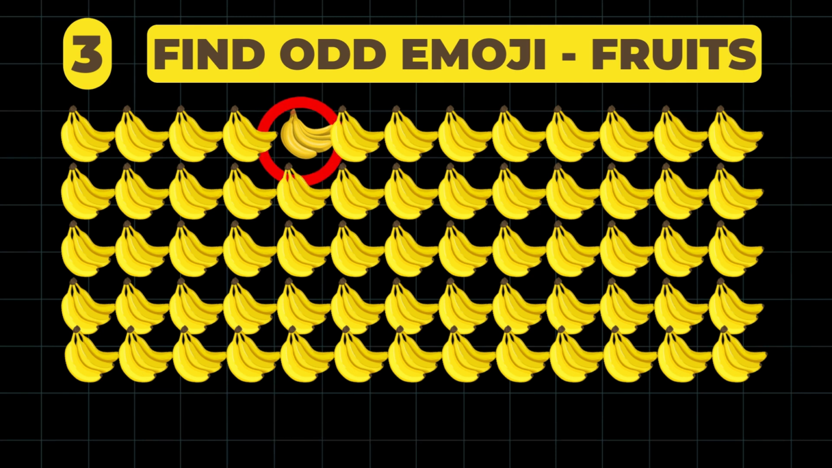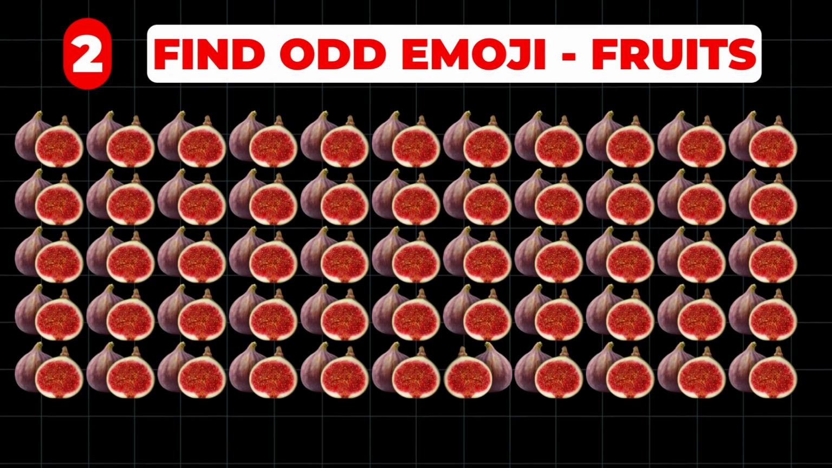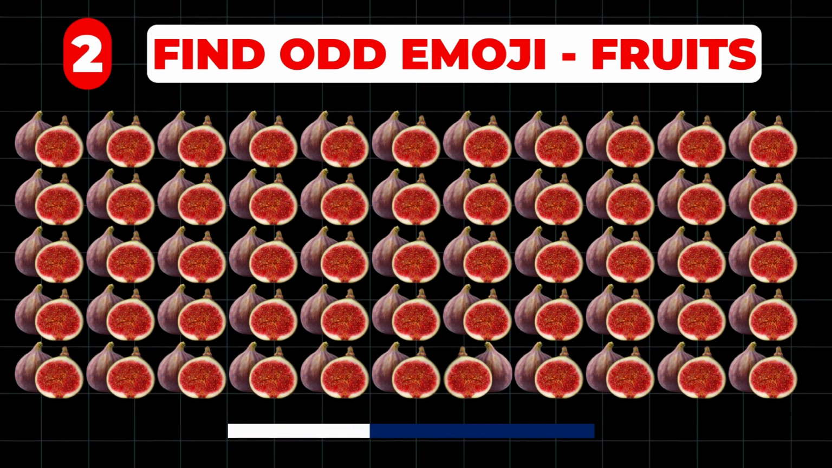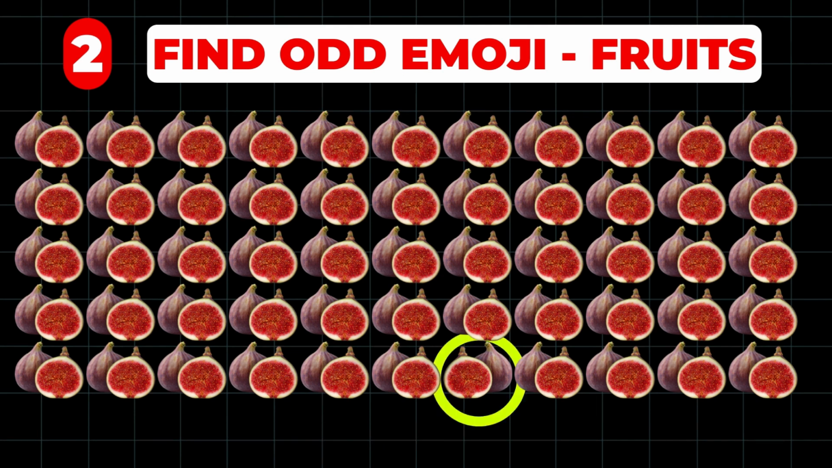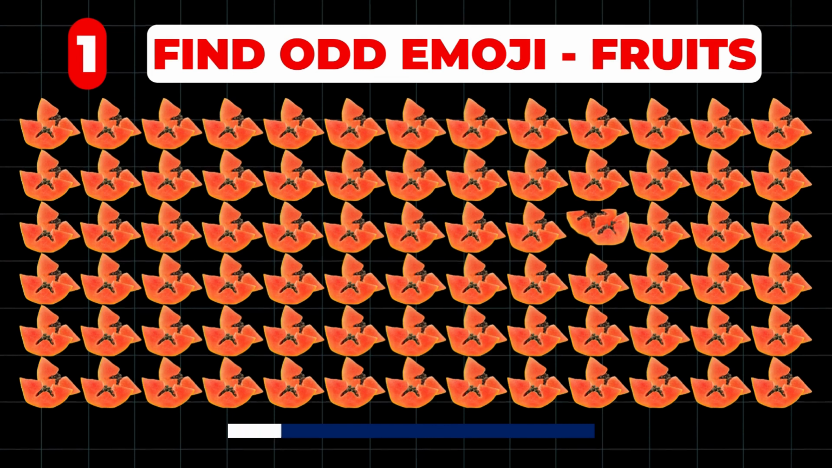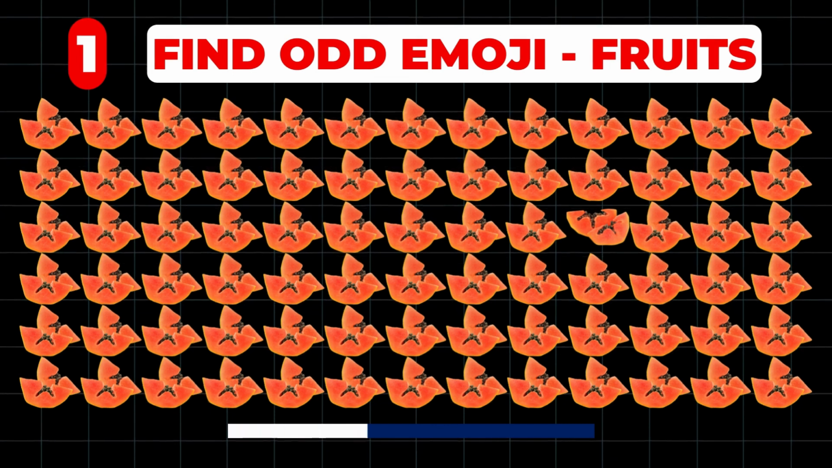This time again in the top row. Question number 2. We are left with just one more. Stay with us. Find the different one. This one was flipped. And here is your last question. Find the odd one out. There it is.